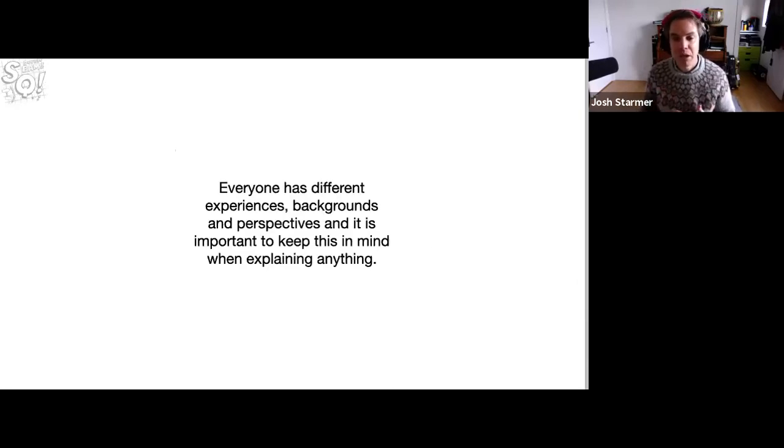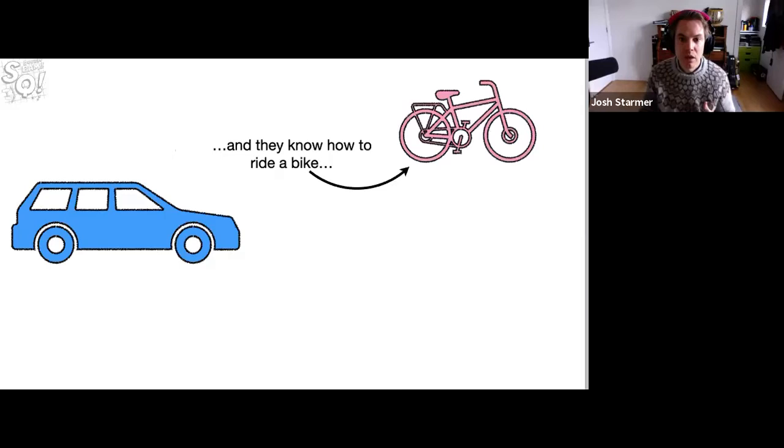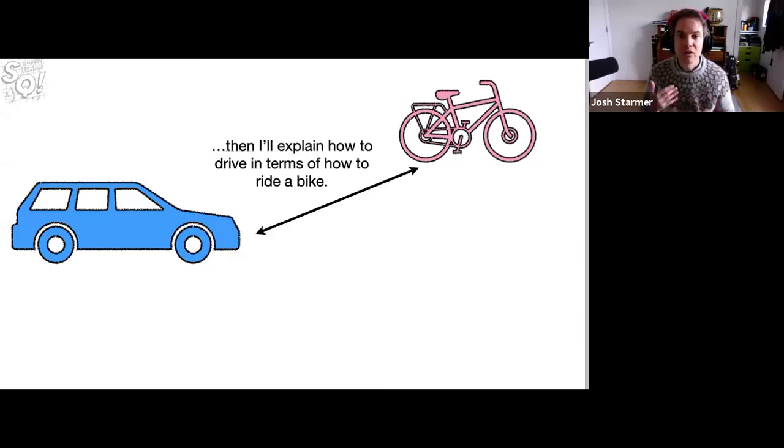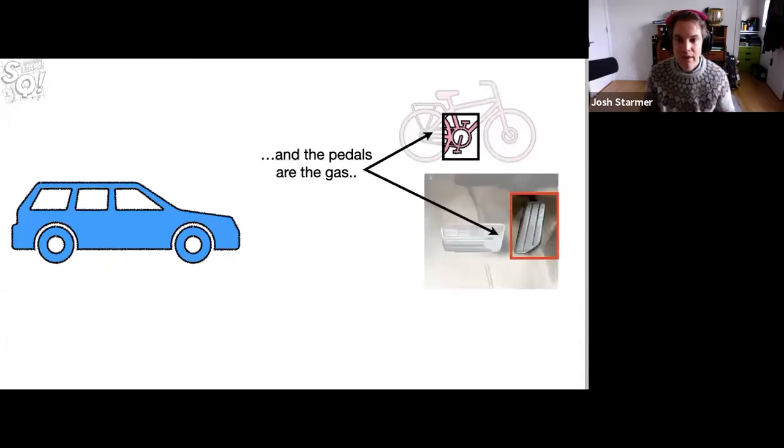Rule number 2 is to have empathy for the audience. Everyone has different experiences, backgrounds, and perspectives, and it is important to keep this in mind when explaining anything. For example, if I'm going to teach someone how to drive, and they know how to ride a bike, then I'll explain how to drive in terms of how to ride a bike. The handlebar is the steering wheel, and the pedals are the gas, etc.